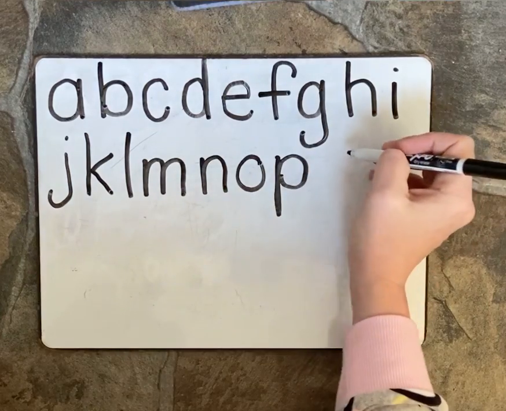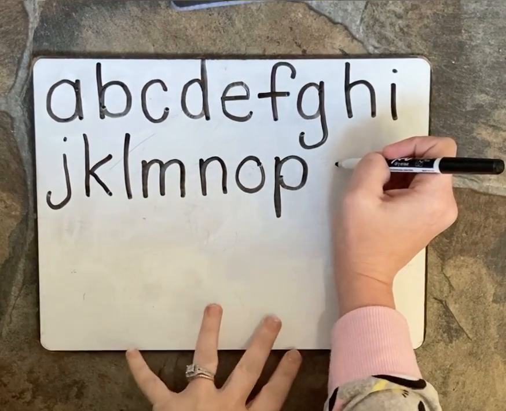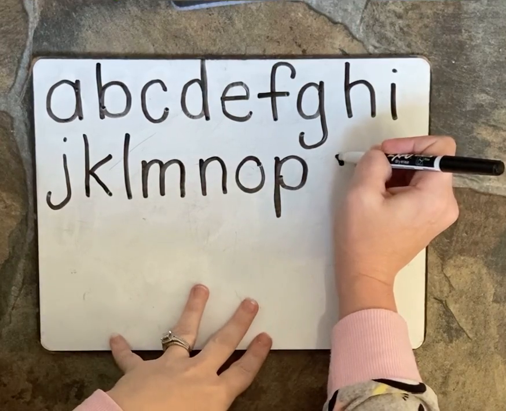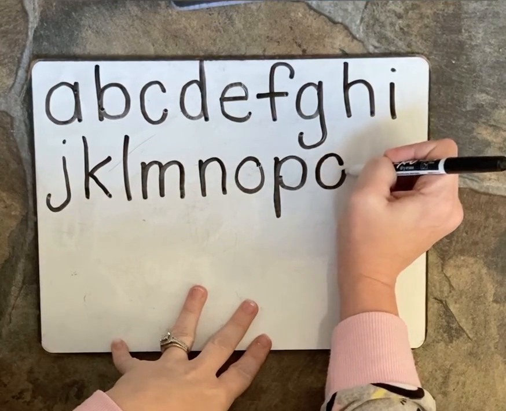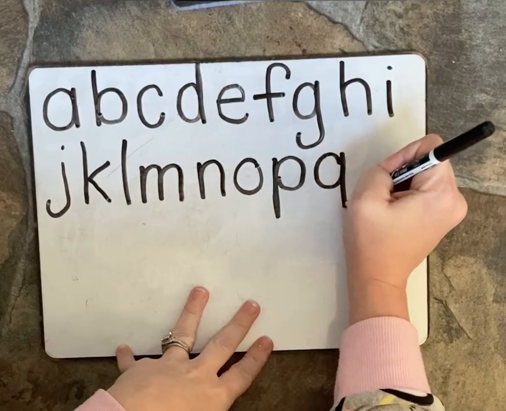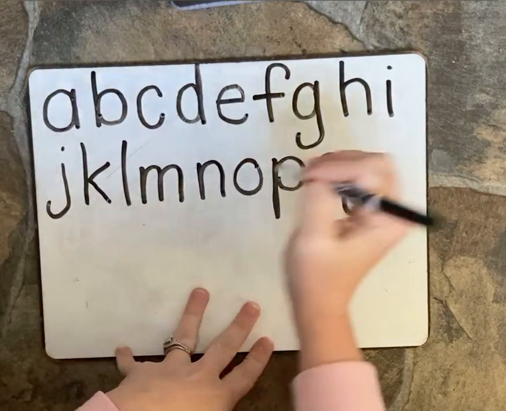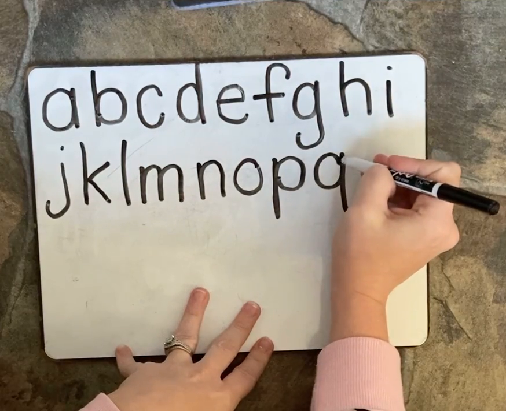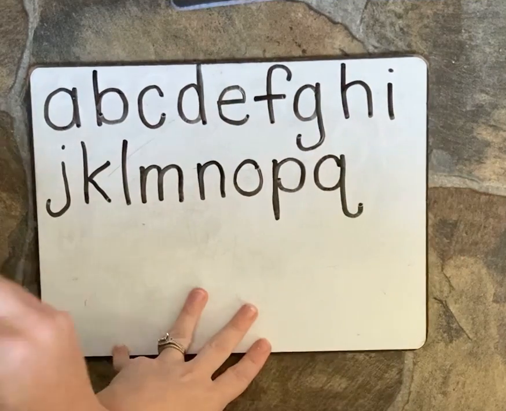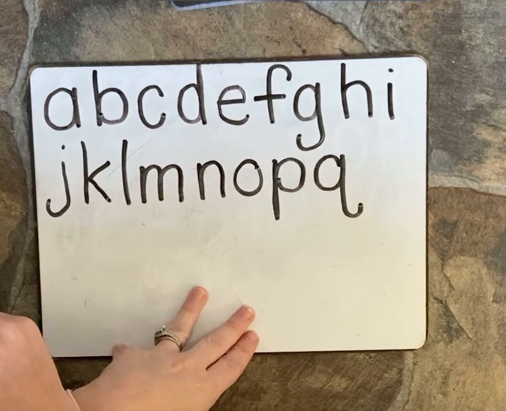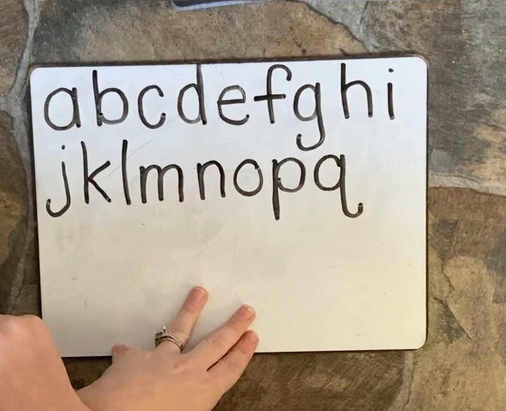All right, are you ready for Q? Q's an over, around letter. Start like a C. Over, around, down, curve back. That is how you make a Q. What comes after Q?